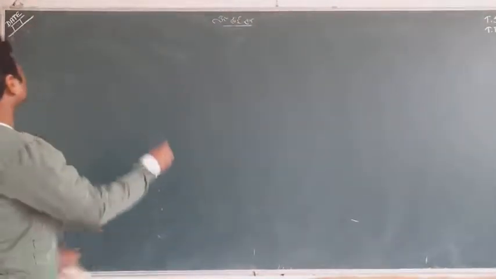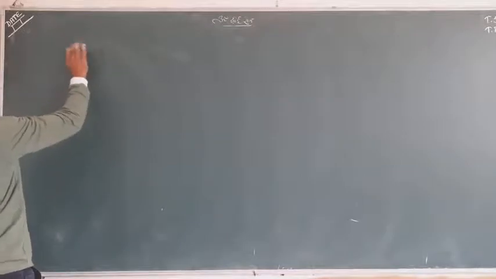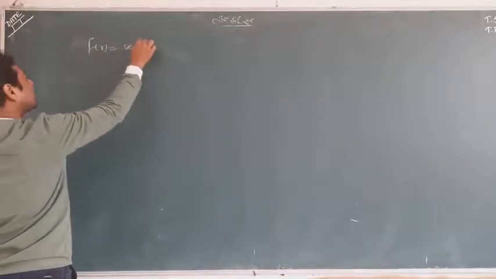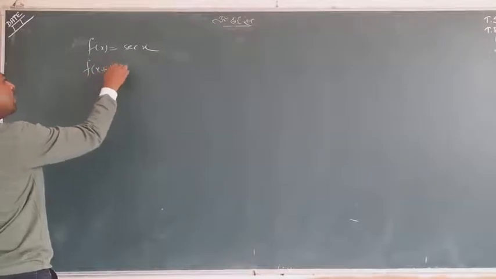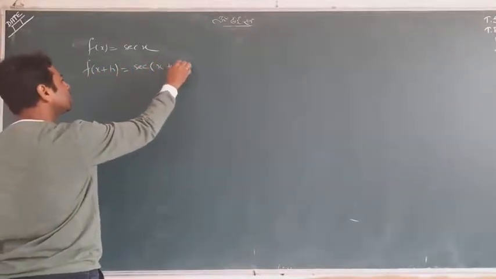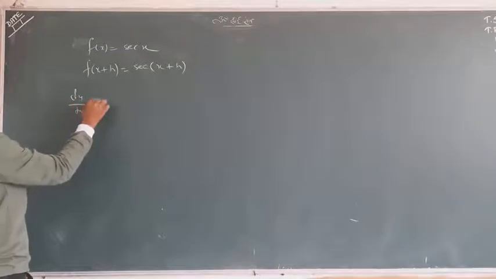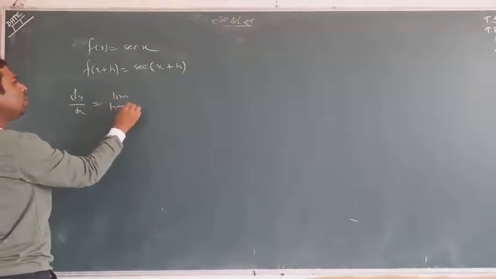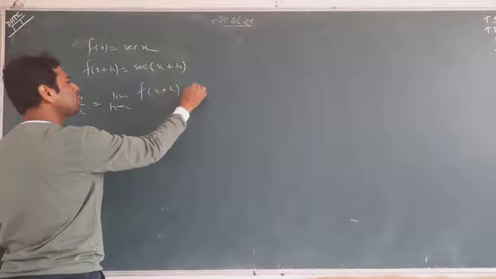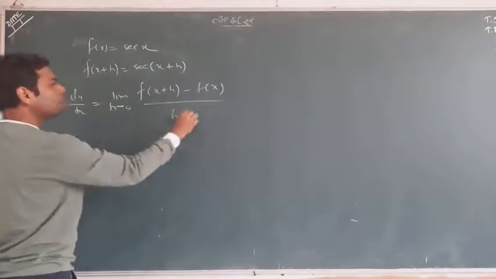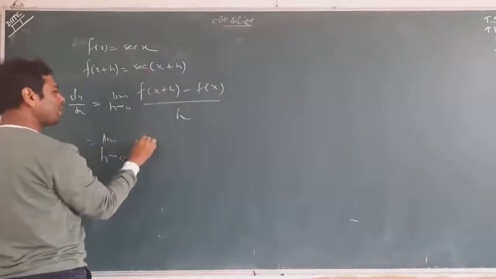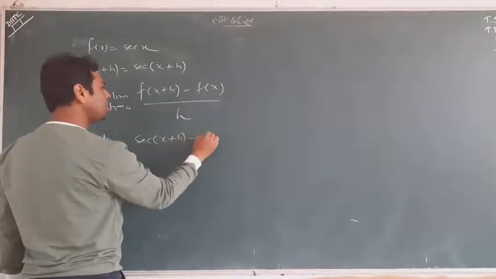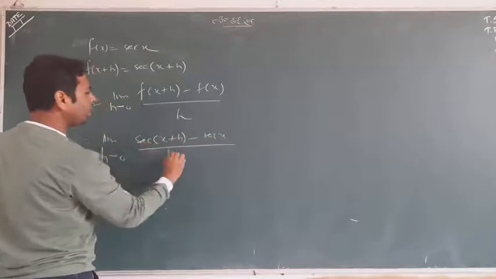So in a quick way, I tell you the last one, when your function is sec x, and the same way you will make cosec x. So it's on you, cosec x you have to make. What you will do? You will write f of x plus h, sec of x plus h, and then use the formula dy by dx, limit h tends to 0 of f of x plus h minus f of x upon h. Put the value: sec of x plus h minus sec of x upon h.